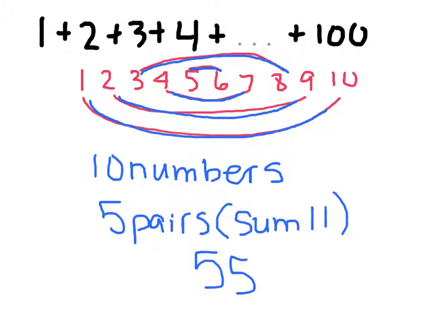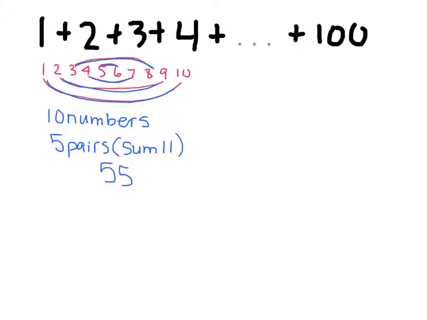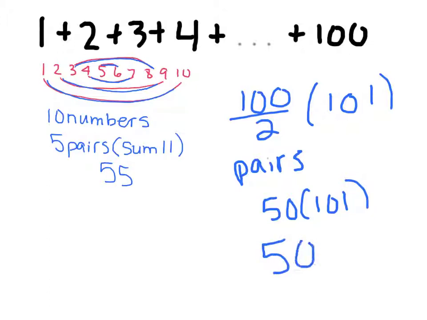Gauss extended that idea to the first 100 numbers. And so he was able to think through, well, I have 100 divided by 2 pairs whose sum is 101. And so 50 times 101, or in this case, the sum of the first 100 numbers, is 5,050.